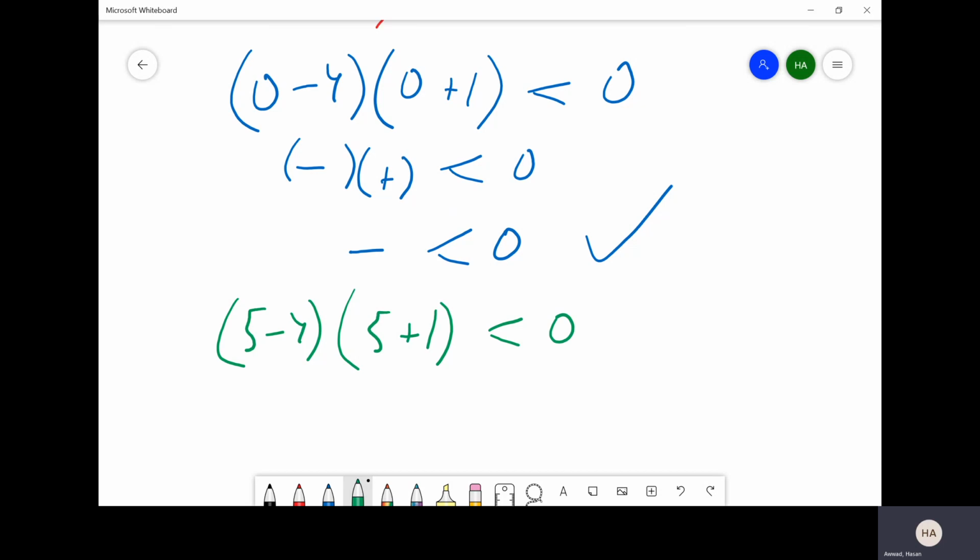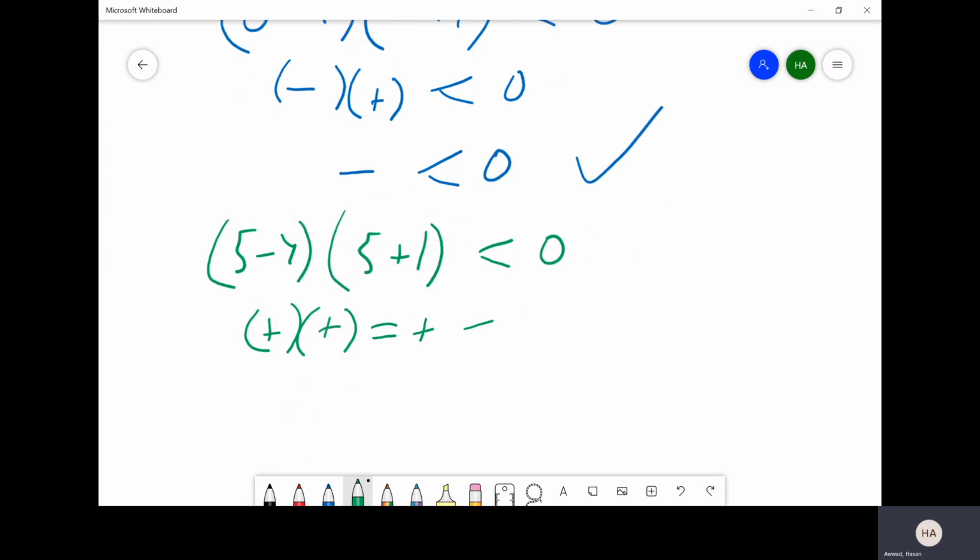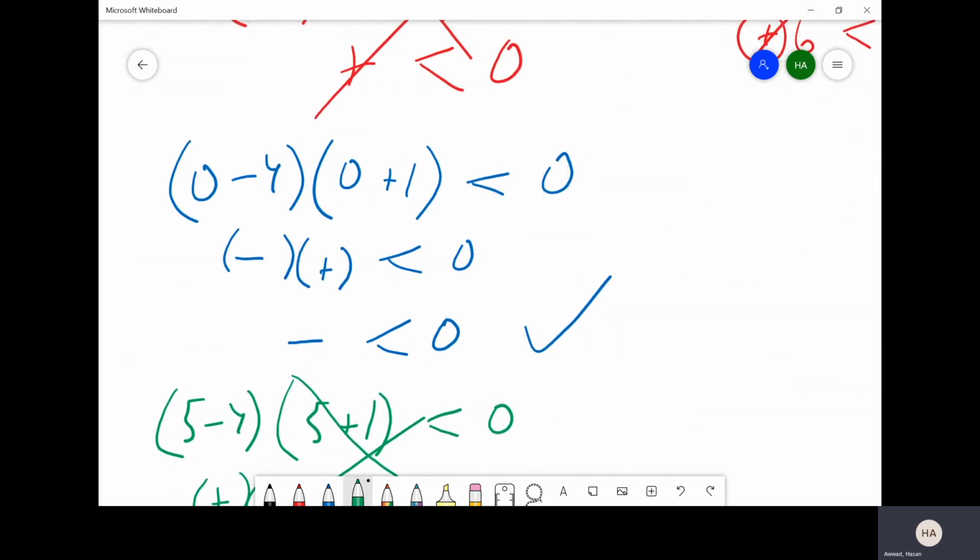5 minus 4 leads me to a positive value. 5 plus 1 is another positive value. We know a positive times a positive is really just a positive, and is a positive less than 0? Well, no, we just saw that in the red area, in the first one that we did. So this one doesn't work out. So great, the only solution area that we care about is the blue one, the middle piece.